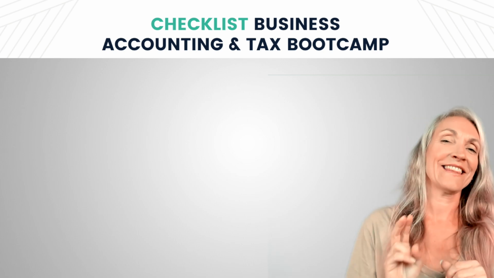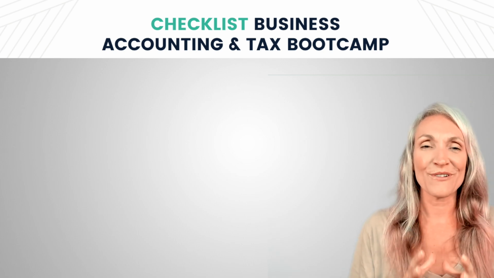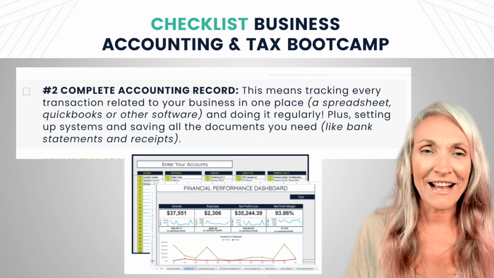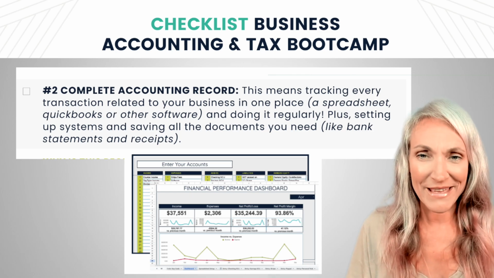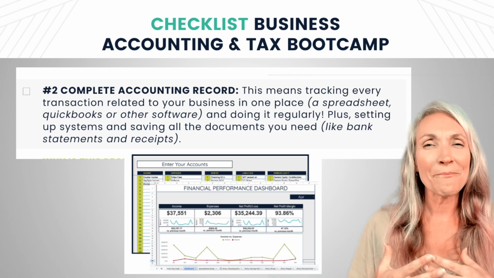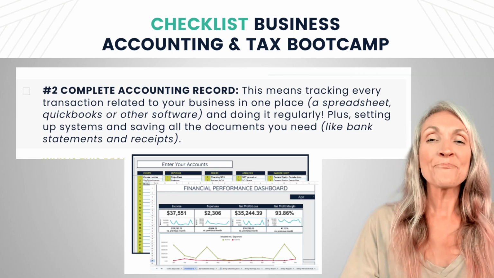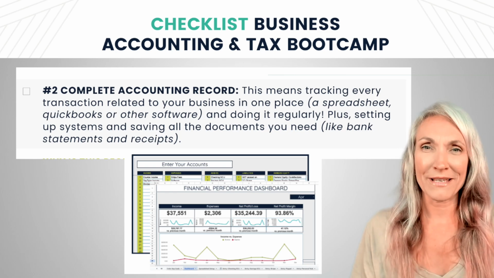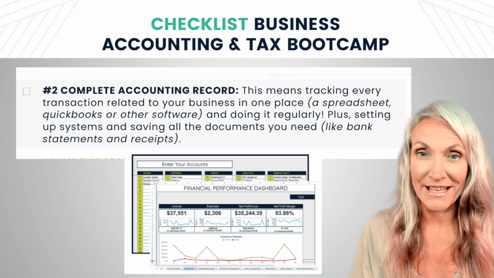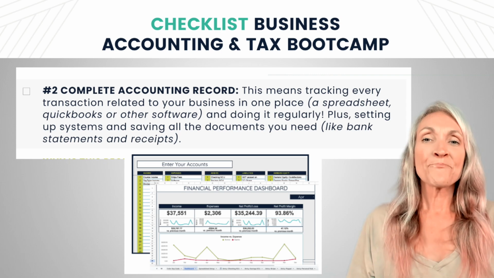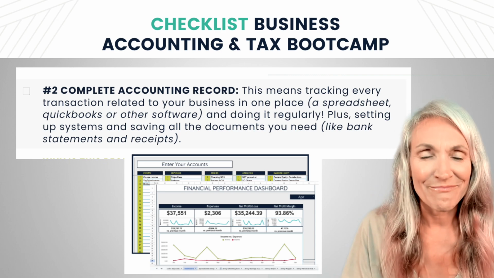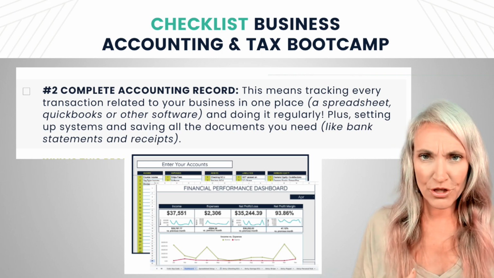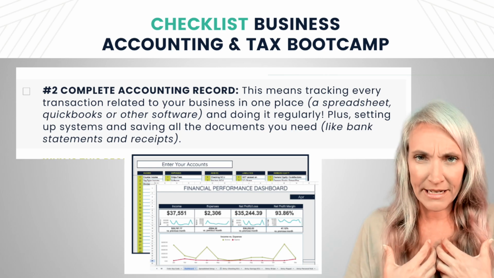Okay, so the second thing we need to talk about in our boot camp here is you must keep what's called a complete accounting record, but I know that most people don't really know what that means. So a complete accounting record means that you're keeping track of literally every single transaction under every account owned by your business or related to your business, every transaction related to your business in one place, meaning like accounting software like QuickBooks or a spreadsheet if you're using my Master Your Accounting and Taxes program.